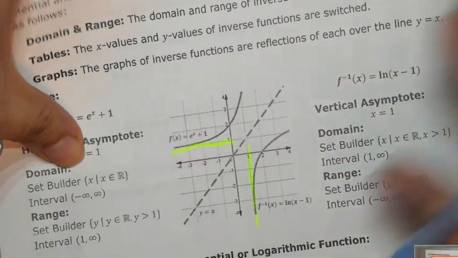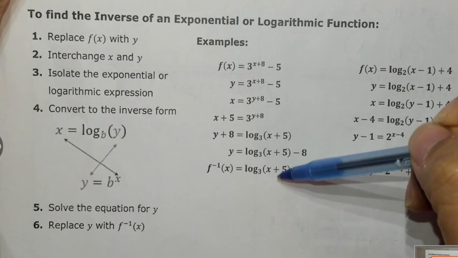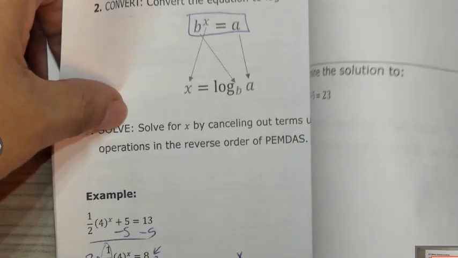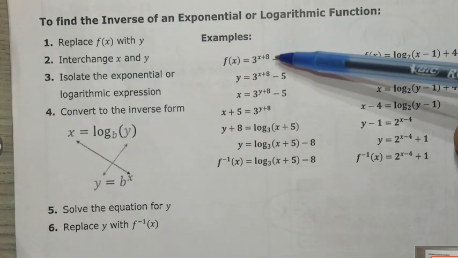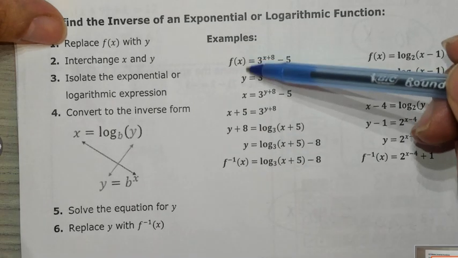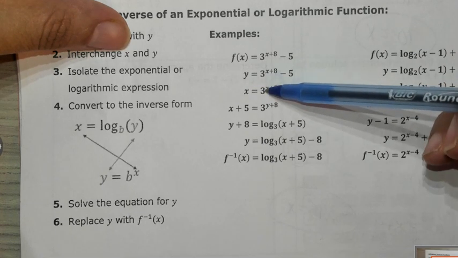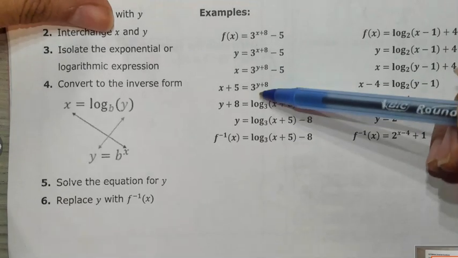So this happens algebraically when we rewrite the equations like we did in the previous lesson, where we were solving and undoing, reversing the logs and all that. Now we're going to use that skill in rewriting inverses. So these are the steps. You replace the f of x with the y. You interchange x and y, so notice how they swapped. And then after that, you isolate the exponential.